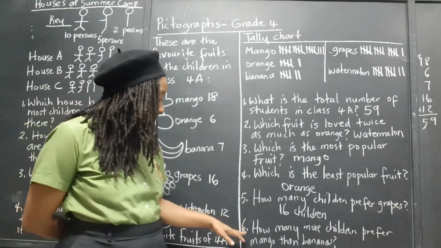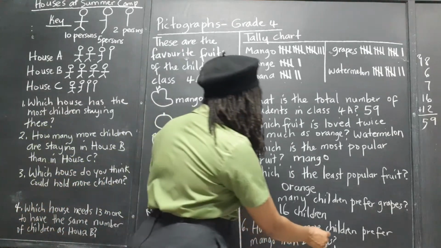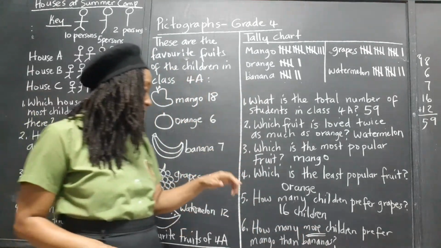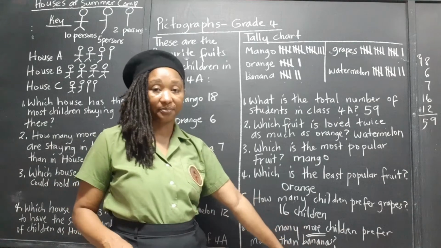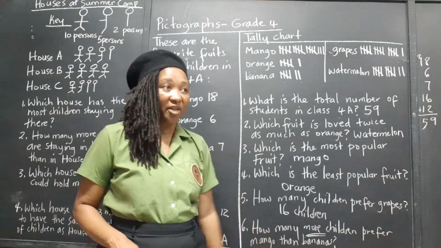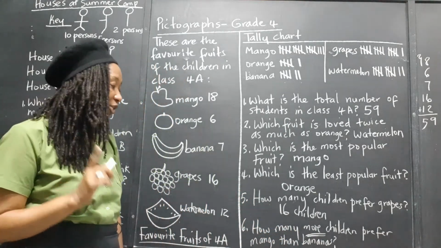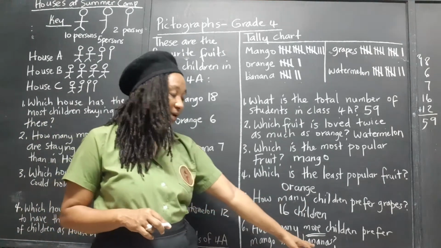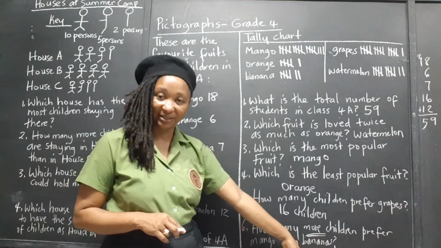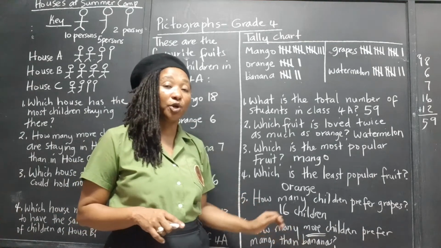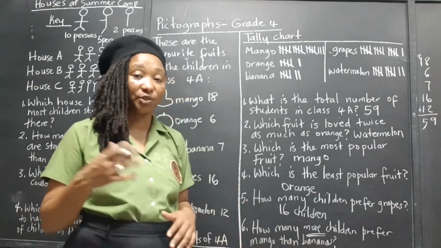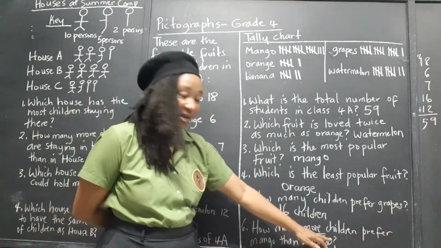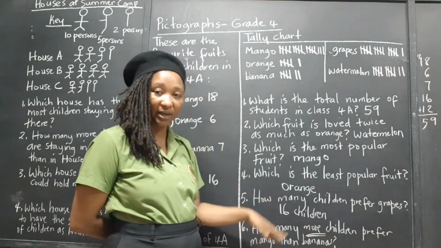Number 6, how many more? How many more children prefer mango than banana? They're not asking you to write how many children love mango. They're not asking you to write how many children love bananas, even though you need to know these 2 things in order to make the comparison. They're asking how many more of them prefer the mango than the banana.